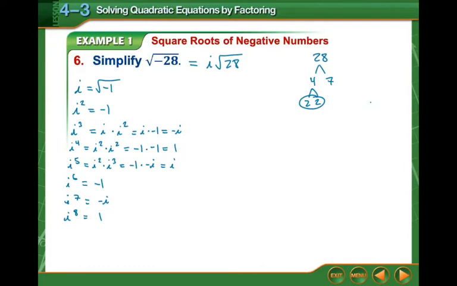Now everything's prime at this point. 2 and 7 are prime. So anything we have now that can pair up like that can come out of our radical as well, our root. So the 2 can come out, so it's 2i times the square root of 7. And that is it simplified as much as possible. Now I'm going to give you one to try.